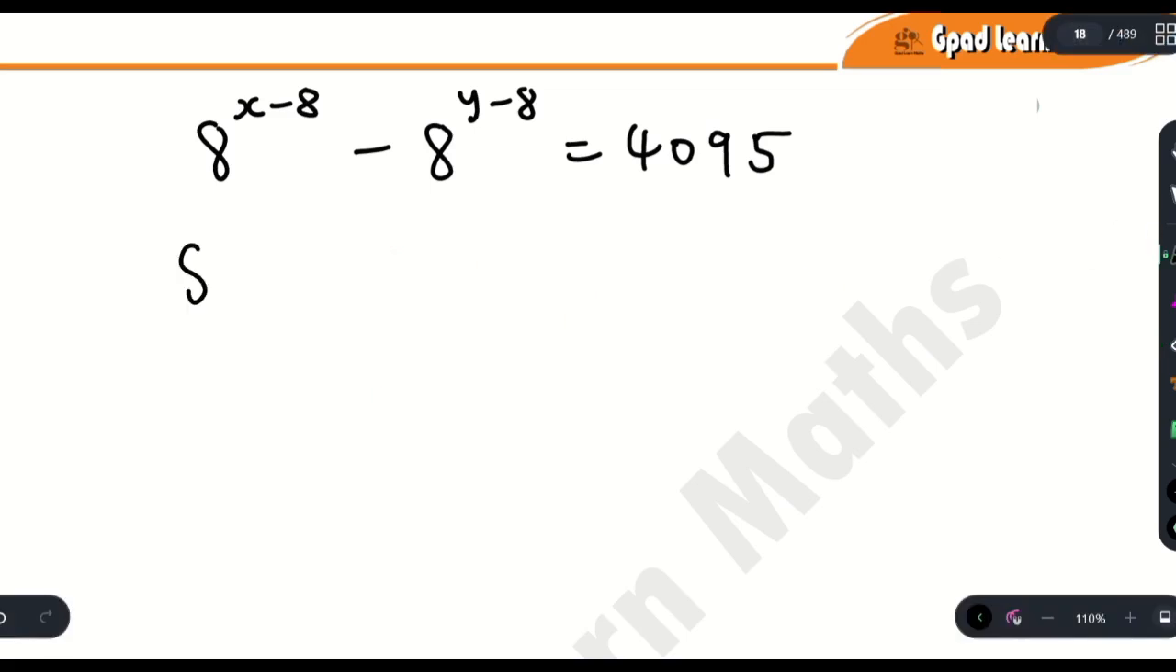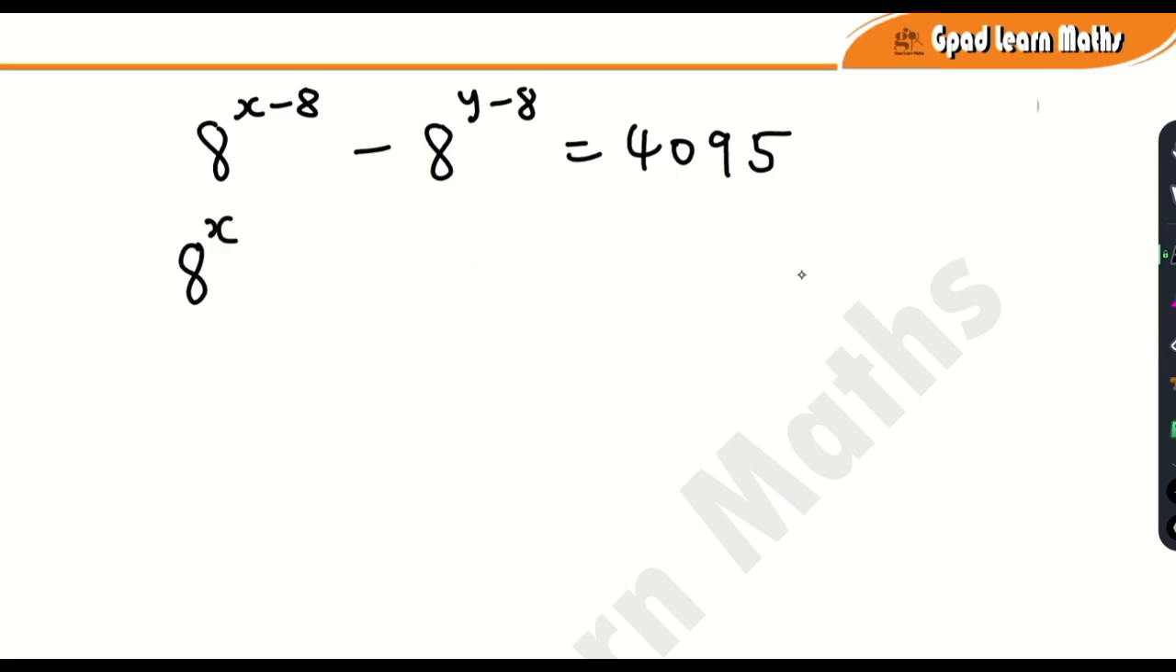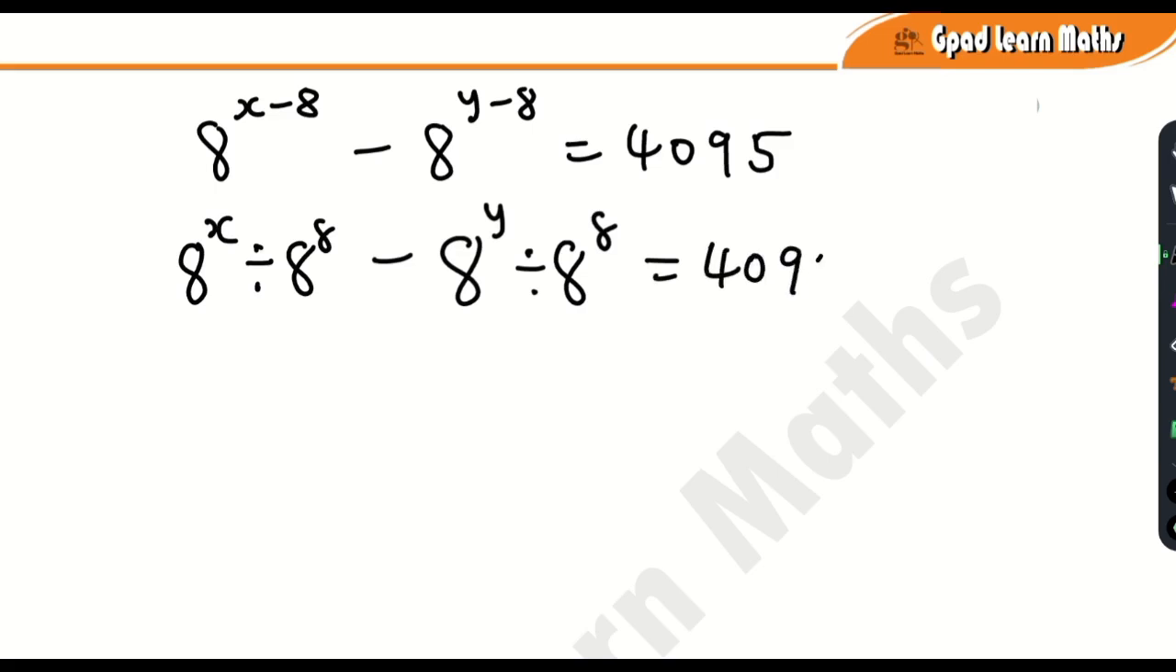Now this is going to be 8 raised to the power of x divided, like I did before, by 8 raised to the power 8. Yeah, because when you want to return this, you can get back this using the law of indices. Minus, do the same thing here as well. It's going to be 8 raised to the power of y minus 8 raised to the power of 8. So this is divided. Okay, and this is equal to 4095.